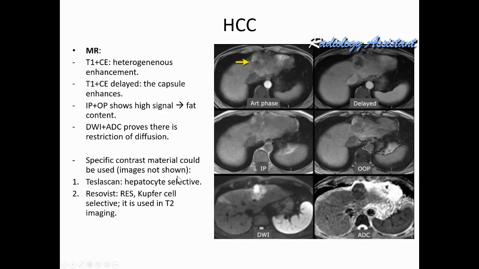HCC on MR. So again, on the arterial phase, it will show heterogeneous enhancement and will show the washout phenomenon. The in phase, out of phase images in the middle are diagnostic for the presence of fat. And the DWI shows you that this is a densely packed lesion, so it's very likely to be malignant. And again, you can use the specific contrast media to add further proof.